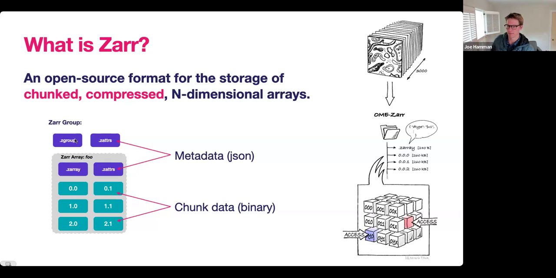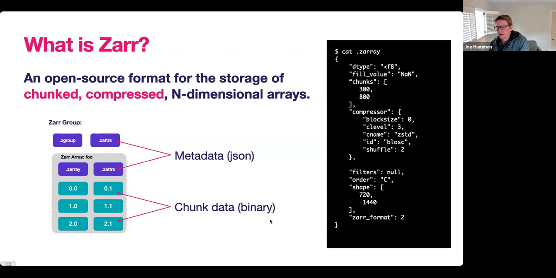So the data model is made up of groups. So you have a group here with an array in it. And that array has some metadata. I'll show you what that looks like in a second. And then some chunks that fall along what we call a chunk grid. So the spacing of these smaller mini cubes.